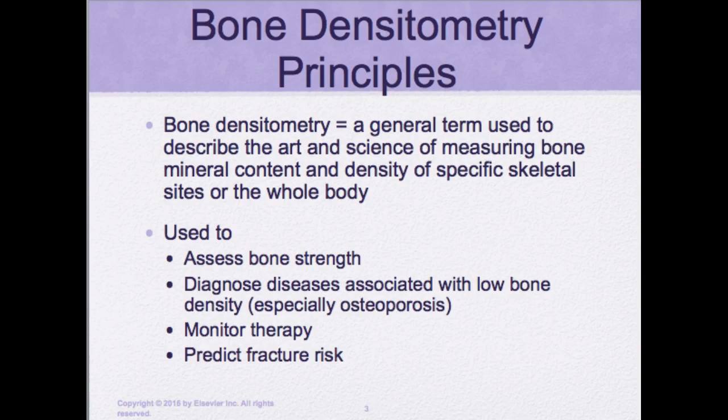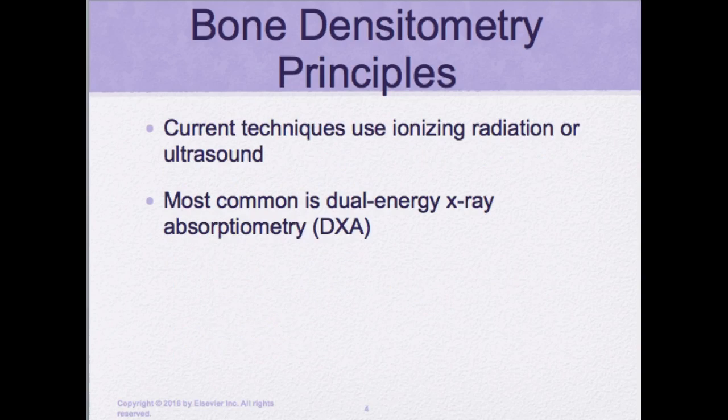So bone densitometry is a general term used to describe the art and science of measuring bone mineral content and density of specific skeletal sites or of the whole body. So we use it to assess bone strength, diagnose disease of bone minerals, monitor therapy, and predict fracture risks. It uses techniques of ionizing radiation or ultrasound.